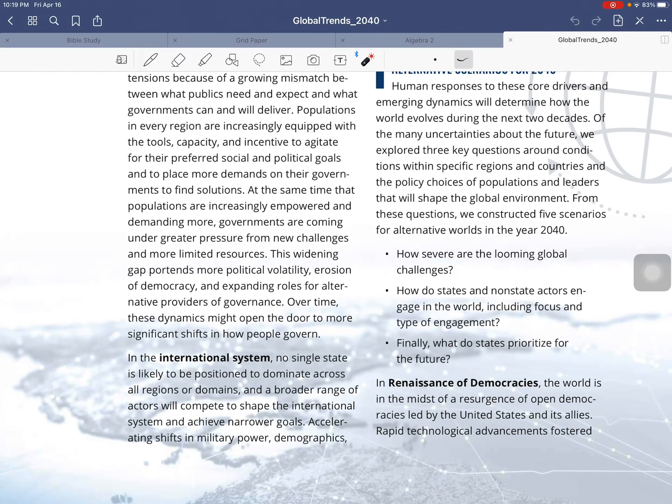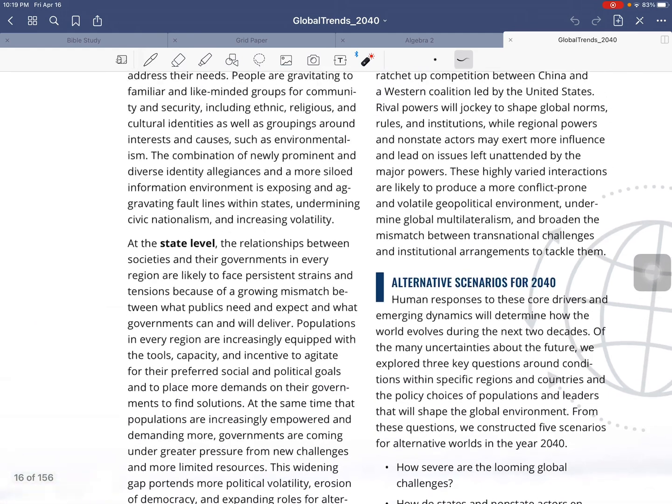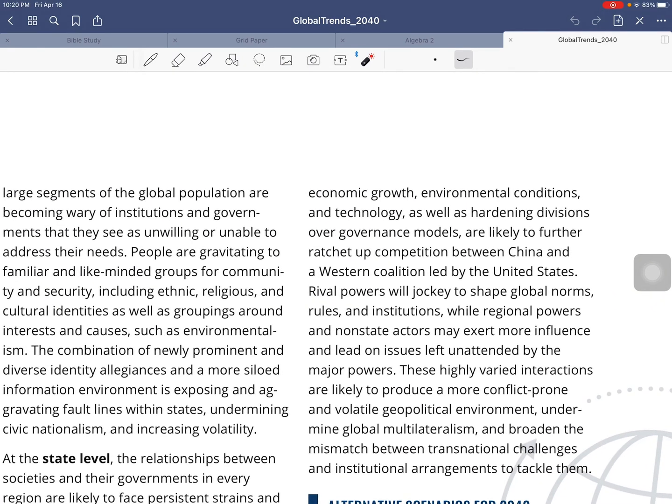In the international system, no single state is likely to be positioned to dominate across all regions or domains, and a broader range of actors will compete to shape the international system and achieve narrower goals. Accelerating shifts in military power, demographics, economic growth, environmental conditions, and technology, as well as hardening divisions over governance models, are likely to further ratchet up competition between China and a Western coalition led by the United States. Rival powers will jockey to shape global norms, rules, and institutions, while regional powers and non-state actors may exert more influence and lead on issues left unattended by the major powers.